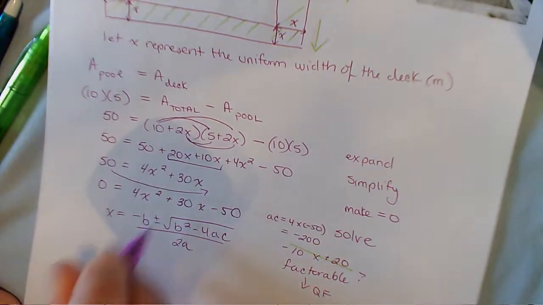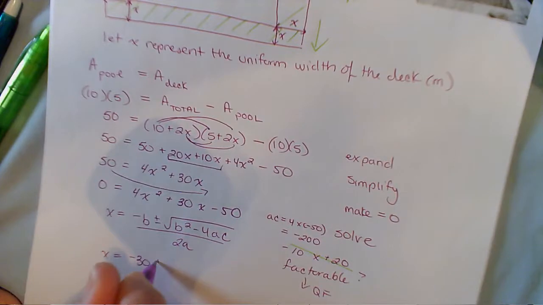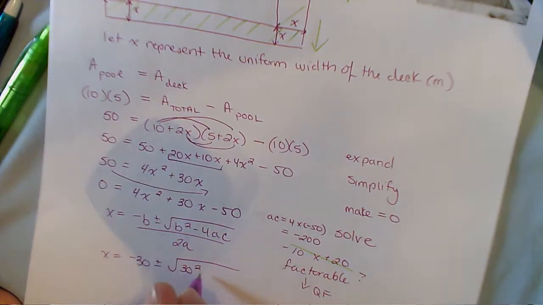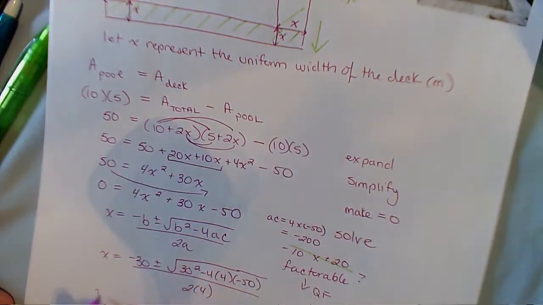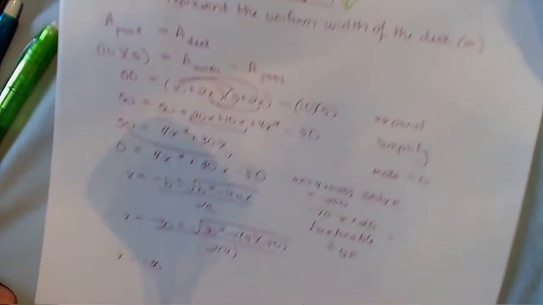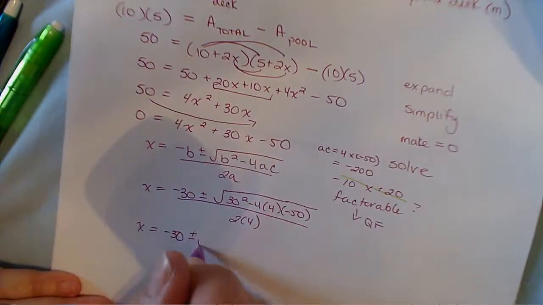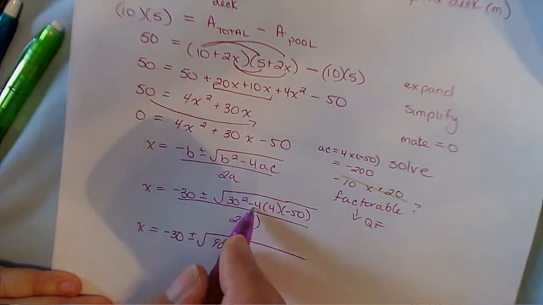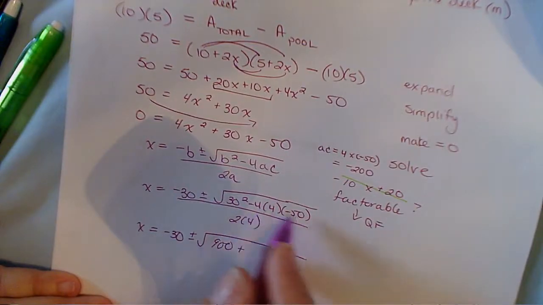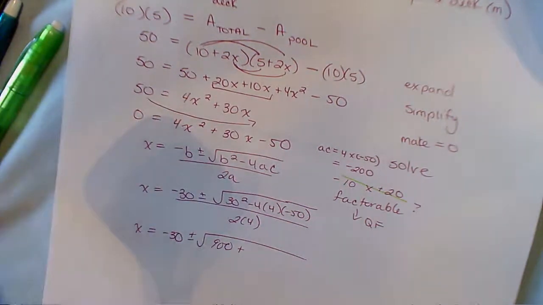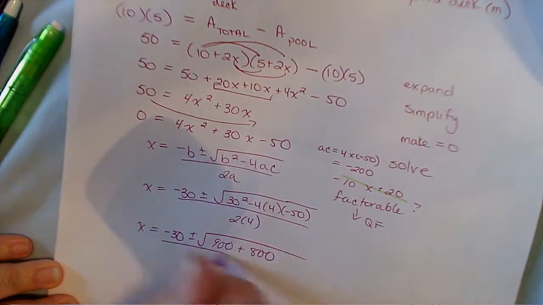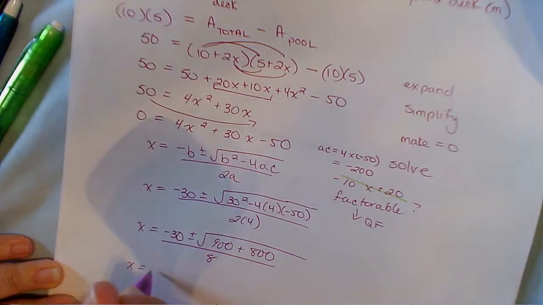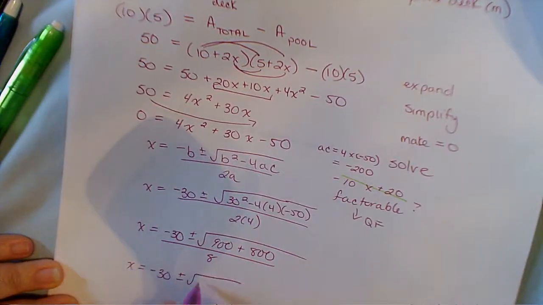2a. So b is 30. 30 squared minus 4 times 4 times negative 50. Going to work that out. All over 2 times 4 at the bottom. Okay. 30 squared is 900. Negative is a positive, which is good. 16 times 50, 800. So that's 1700 under there, all over 8. So negative 30 plus minus the square root of 1700, all over 8.